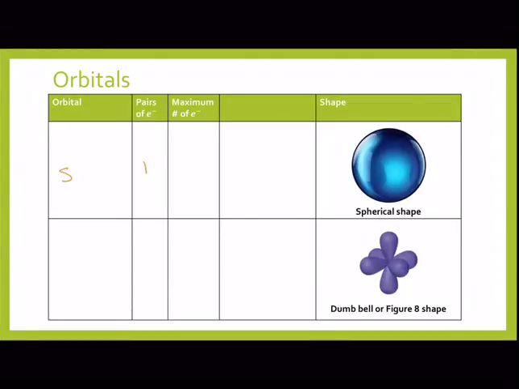So S orbitals hold 1 pair of electrons, or 2 total. They start at 1s, 2s, 3s, and so on. And these are spherical shaped, so they look like a ball. The next orbital, p orbitals, they hold 3 pairs of electrons for a total of 6. These start at 2p, 3p, and 4p, and so on. And this will make more sense when we get to electron configurations. But these are dumbbell shaped, or like a figure 8. So each one of those is one of the orbitals.